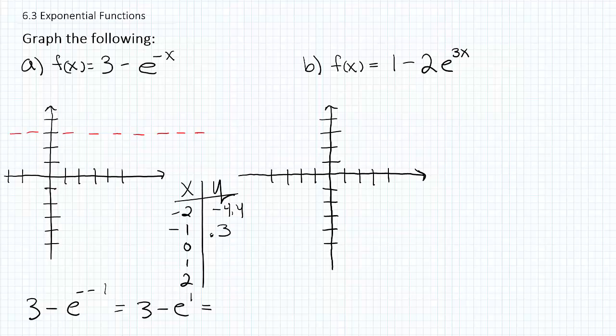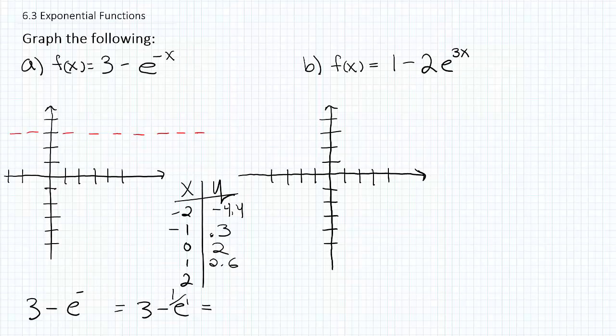And then if I use 0, it'll be 3 minus e to the -0, which is the same as 3 minus e to the 0 power. And that, of course, is the same as 3 minus 1, or 2. Now let's plug in the 1 and the 2. So we'll put in 1 first. That'll be the same as 3 minus e to the 1 over e to the 1 power. And that will work out to be 2.6 approximately.